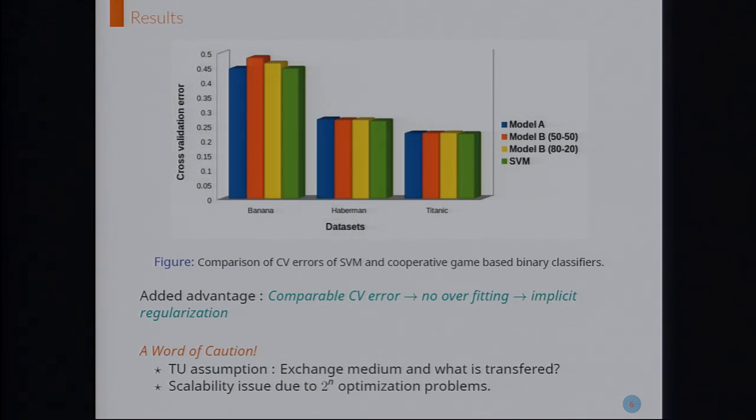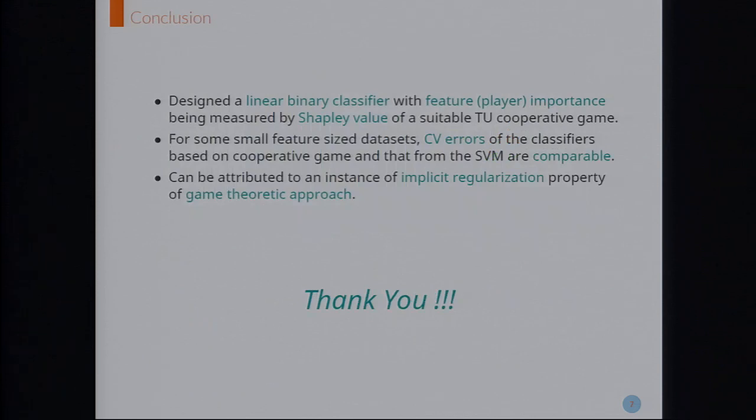But as all good things come with a price, due to the combinatorial nature of Shapley value, we have scalability issues and we are trying to work around it. Finally, to conclude, we propose a game model for binary classification with features as players, and design a fair binary classifier which is observed to have implicit regularization property. Thank you, and all of you are welcome to the poster.